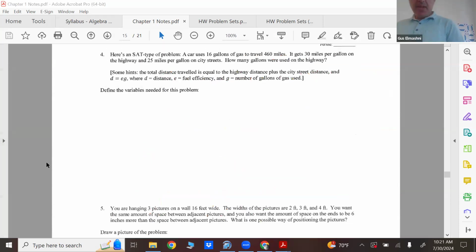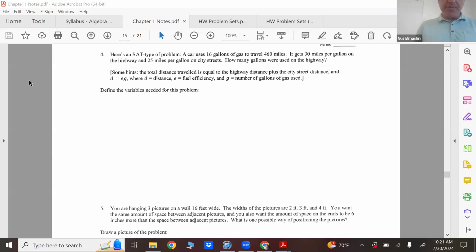All right, an SAT type problem. Okay. A car uses 16 gallons of gas to travel 460 miles. It gets 30 miles per gallon on the highway, 25 miles per gallon on city streets. How many gallons were used on the highway? Let's say an electric car. You're gonna put gas in your car, right?